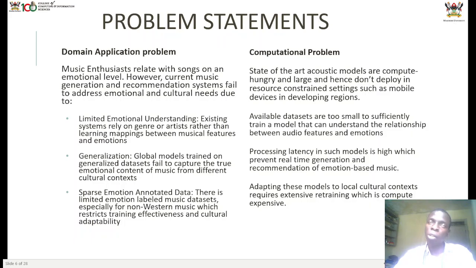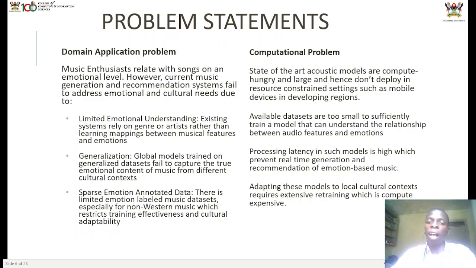Then the computational problem: large models that are able to do this kind of emotional analysis, like the ones from the related works seen earlier, are so large that they consume a lot of resources, that is the memory and the processing power.